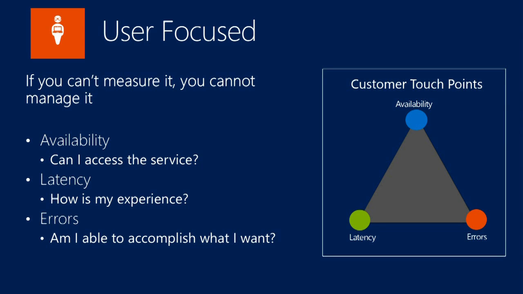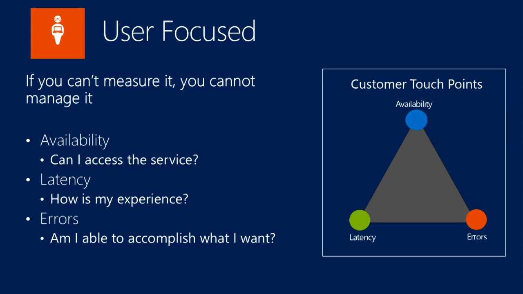You really want to think about just the 3 pivot points, or what we call customer touch points, for managed availability. Obviously, one of them is availability itself. Can I access the service? It's kind of like going to the store. If I get up and walk to the mall and go to the store, is the store open or not? Can I get in or not?